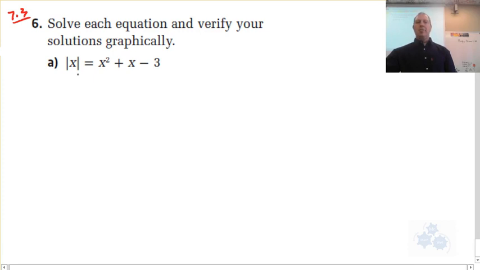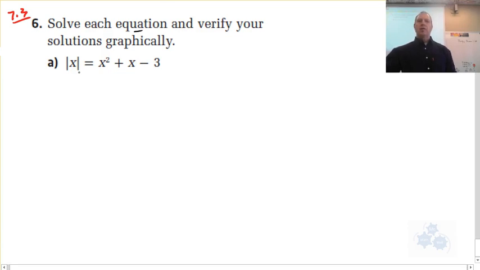Okay, so if we have the absolute value of x and we have this other function over here, you can think about the graphs if you want, and think about how these graphs might look, and you can guess how many solutions there might be if there are any. But you don't have to graph it first. So it says solve each equation and then check really by graphing.